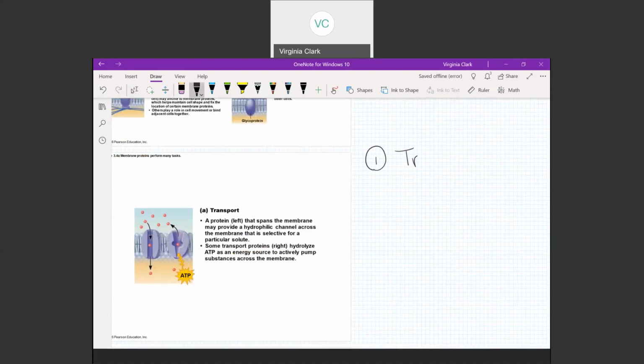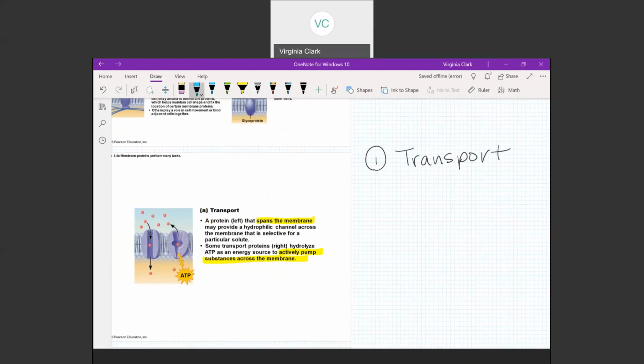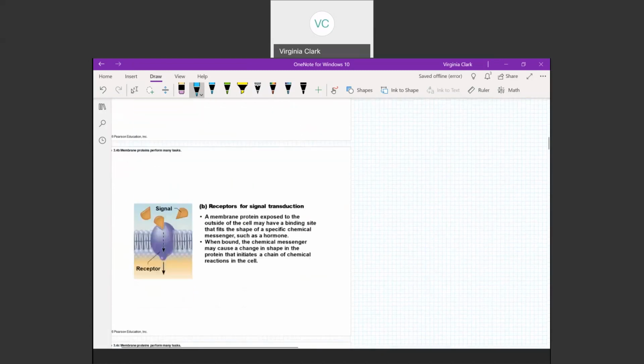So transport is the first function of a plasma membrane protein, and it'll actually allow things to move across the membrane. So it acts as the bridge. It spans both sides, and it allows things to move from outside the cell to inside the cell. Let me find a color. There we go. So it will move these things from out to in, or it will move things from in to out. It transports across the plasma membrane. So it's the bridge. We'll talk a lot about this in depth as we go later on in this course.